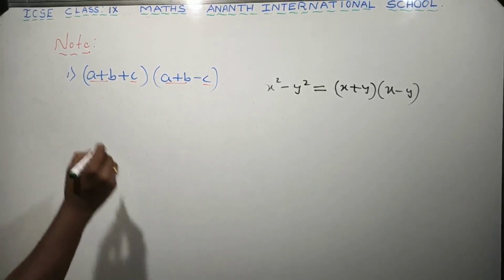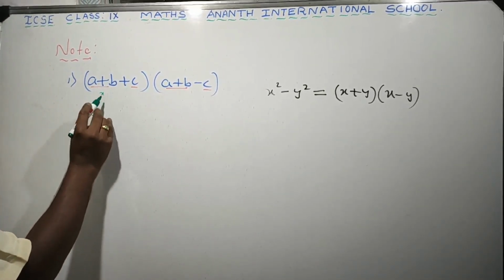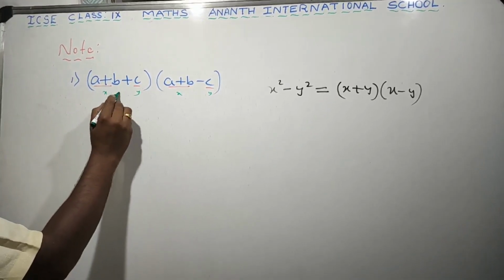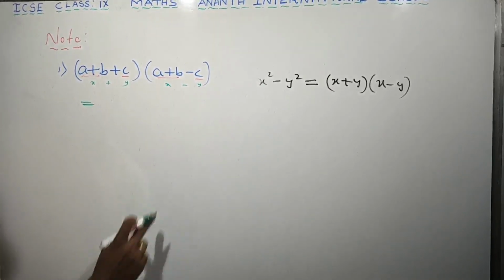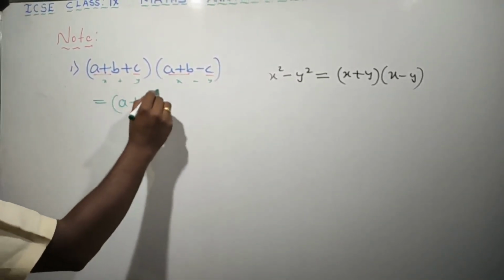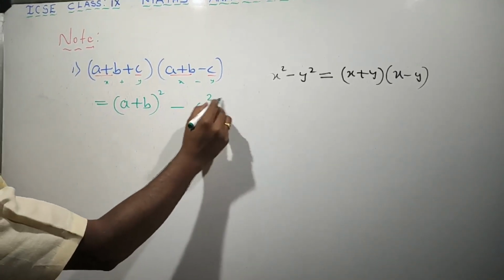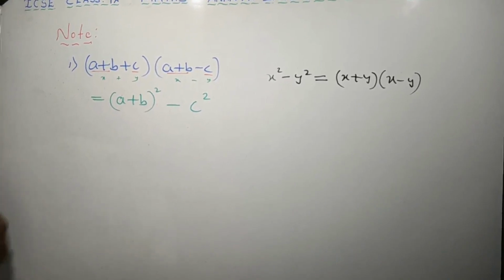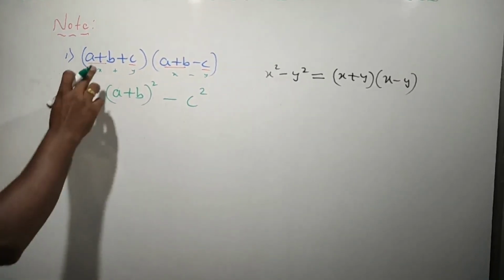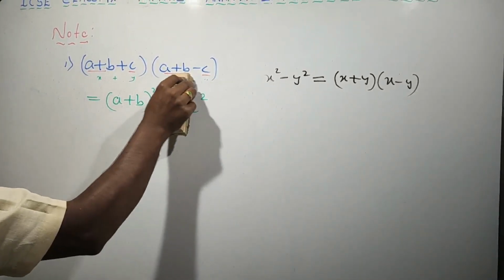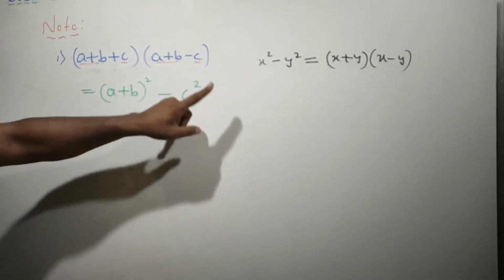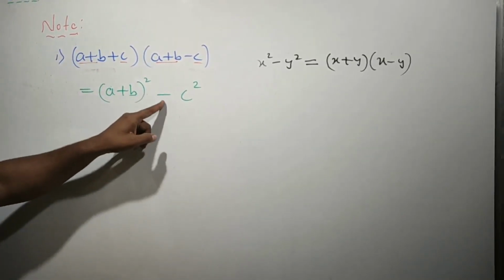Shall I write here like this, children. In the place of x, a plus b is there. In the place of y, c is there. Here also x plus y, x minus y is equal to x square minus y square. Like, a plus b whole square minus c square. This is easy. Instead of these two products, we will write directly a plus b whole square minus c square, children. This is point number one, the note point. Any three terms like this, a plus b plus c into a plus b minus c, we will write directly as a plus b whole square minus c square.